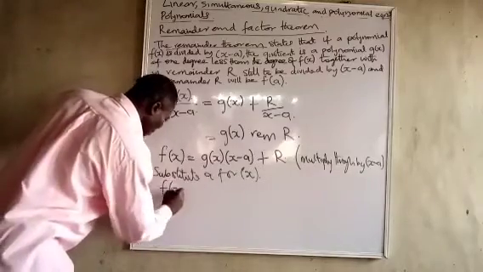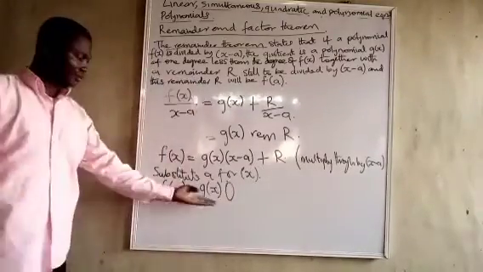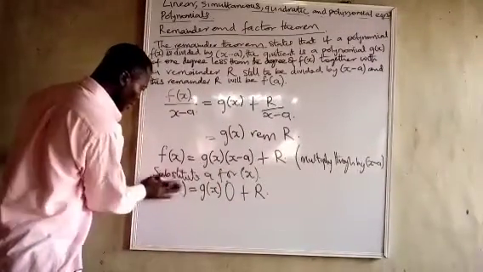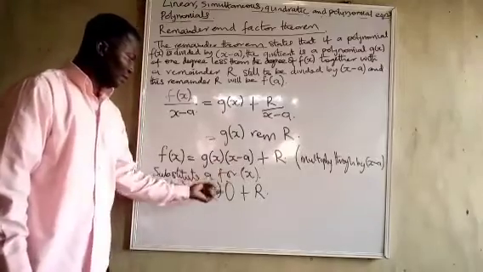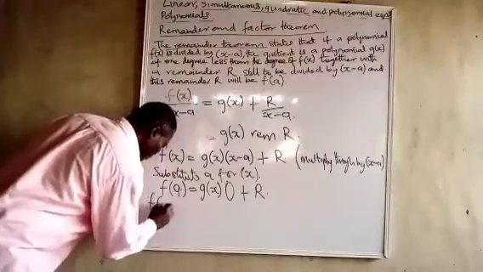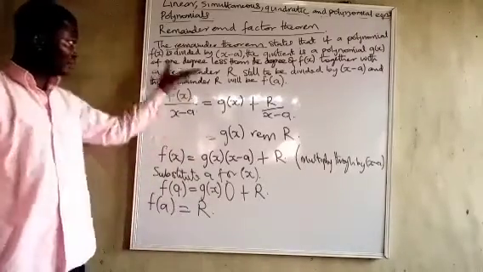It gives me f of x equals g of x into 0, plus r. Sorry, f of a. So f of a will be g of x times a minus a, that is 0, plus r. Can you see? Which means that f of a gives me r at the end of the day. So that is the remainder theorem.